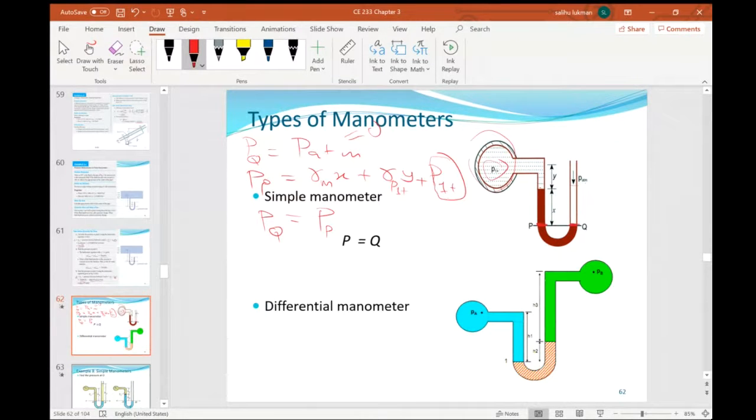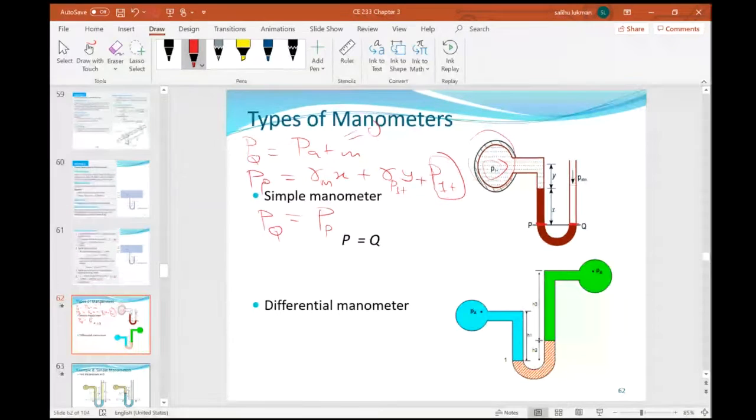So for the differential manometer here, you have PA and PB. So here you have two gauges, okay? So the same way we did for the simple manometer, we look at a point where they have the same elevation and develop the pressure expressions for the left and right arms, okay? So if you look at point one here, you can stretch it. Let's call this point two, okay?